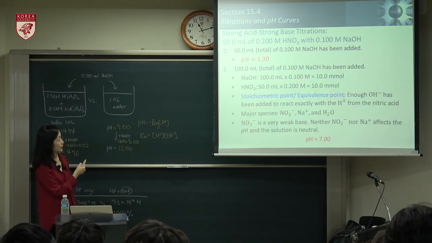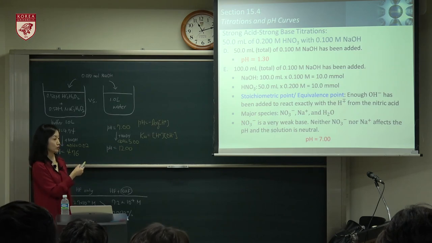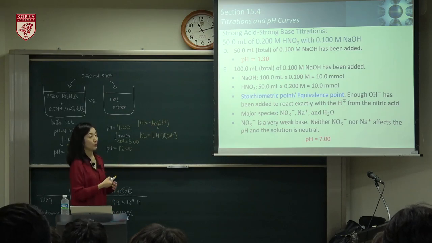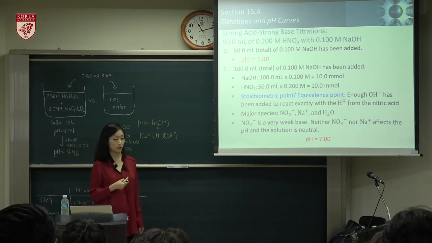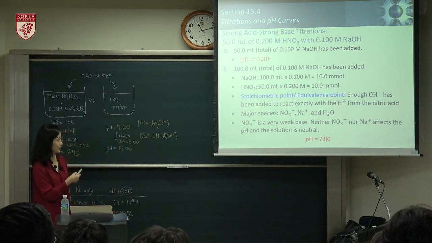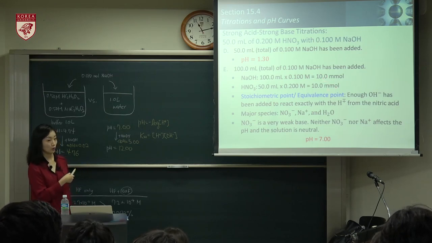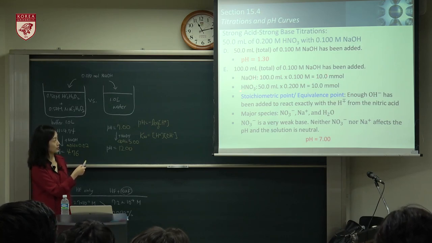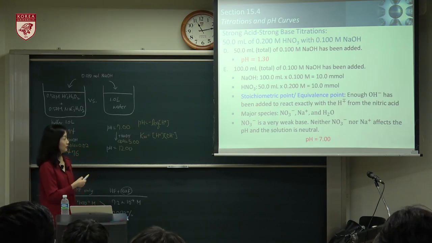And we do the same thing when we add 50.0 mL of NaOH, and we get a pH of 1.30. Do this yourself at home, okay? Now, at point E, we're adding 100.0 mL of 0.100 molar NaOH. Okay, let's calculate the amount of hydroxide ions that has been added. It's 10.0 millimoles, okay? And this is the same amount of the H+ ions that's present. So we have equal amounts of the OH- and the H+. Both are 10.0 millimoles. This is the stoichiometric, or the equivalence point.